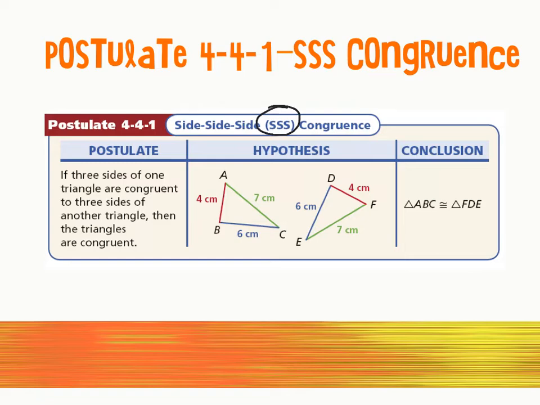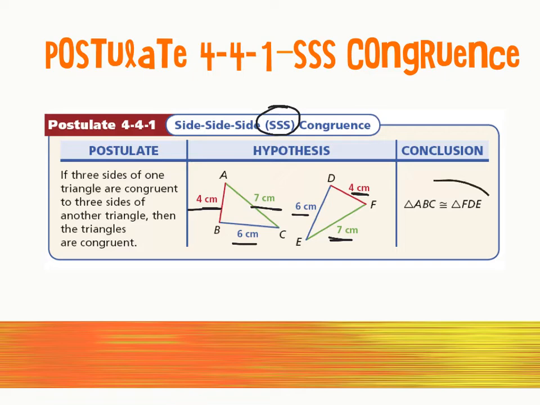So here we have 2 triangles. We have a side with 4, a side with 4, so that we have 1 congruent pair, a side with 6, and a side with 6, so that's 2 congruent pairs, and a side with 7, and a side with 7, and that's 3 congruent pairs. So if there are 3 congruent pairs of sides, then the 2 triangles are congruent.